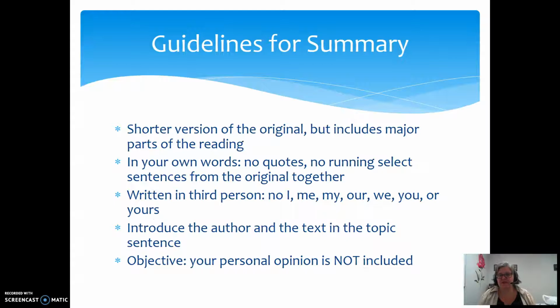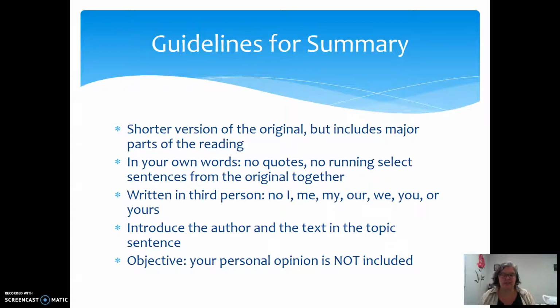Here are the guidelines for the summary. These are the things that I am going to grade you on. All right. This is an important slide. Know this slide. Learn this slide. Love this slide. All right, what I'm looking for. It should be a shorter version of the original, but it should include all the major parts of the reading. And that needs to be comprehensive. It can't just be like the first 2 pages of the chapter. It has to be comprehensive of the whole chapter.